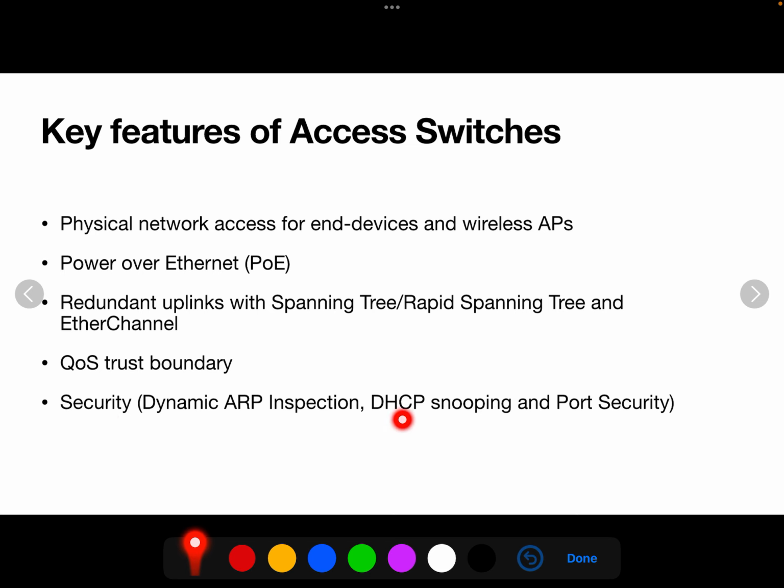Then security. Hopefully these terms are quite familiar to you, as I've made videos about them: DAI, DHCP snooping, port security. These are also features of access switches. These are the responsibilities that they perform.